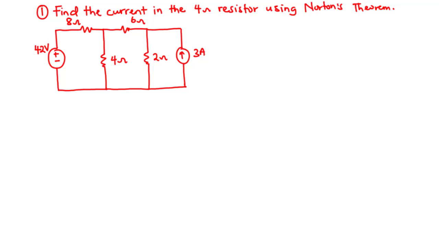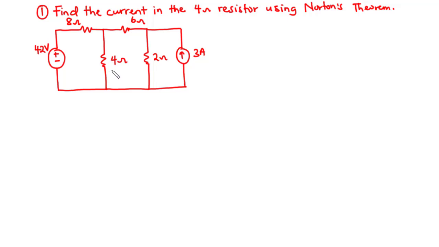So let's solve this circuit using Norton's theorem. Question number 1: find the current in the 4 ohms resistor using Norton's theorem. We are going to find the current flowing through this 4 ohms resistor using Norton's theorem.